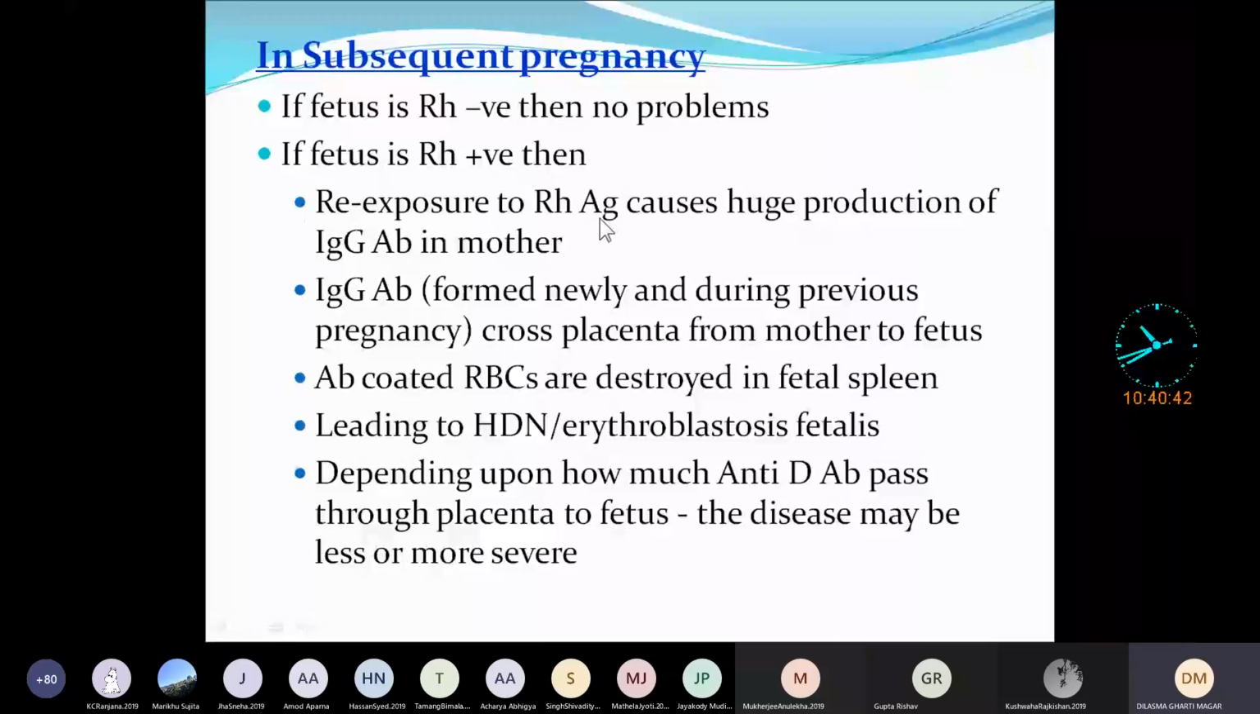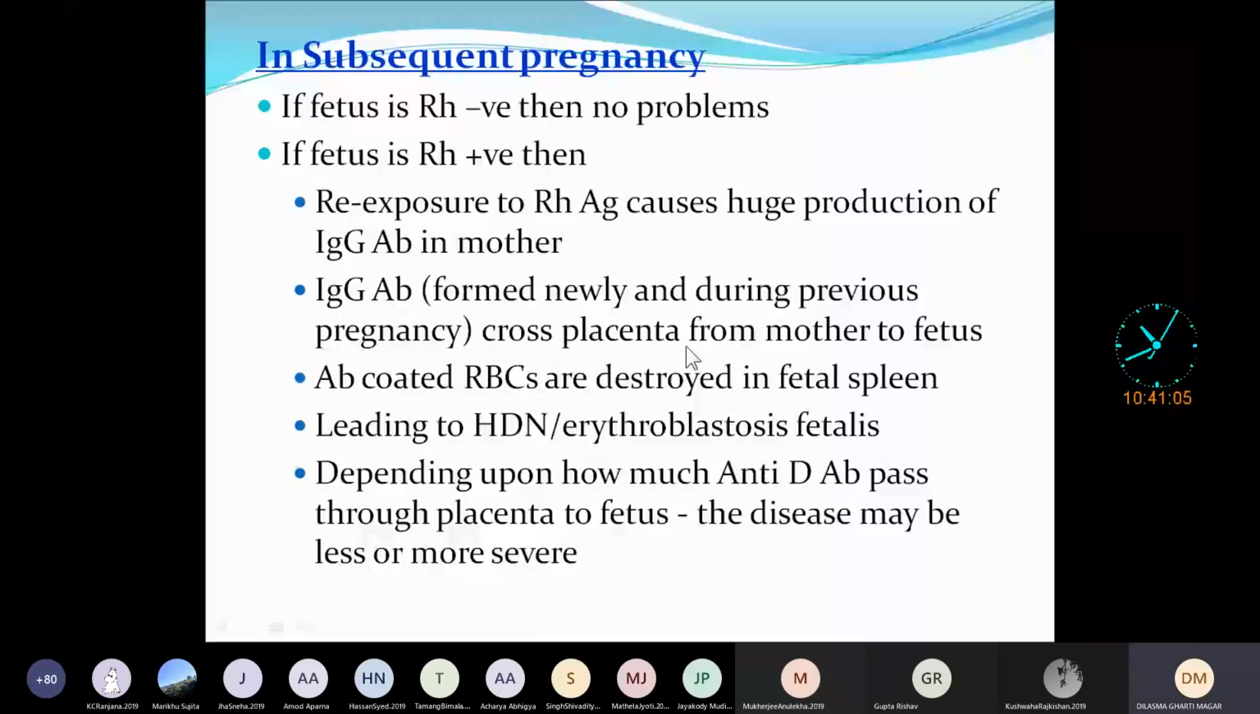So now this Rh antigen, there will be re-exposure, and so it will lead to a huge production of immunoglobulin G antibodies in the mother. Understood here? So it will lead to more and more production of immunoglobulin G antibodies in the mother. These immunoglobulin G antibodies will now cross the placenta from the mother to the fetus.